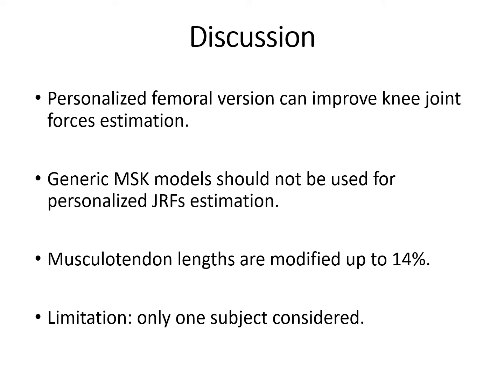The conclusions of this study are limited by using a single participant, but the method is generic and can be applied to larger cohorts and other joints. Large bone deformation also caused alteration in muscle tendon lengths, up to 14%. That might require modification of the muscle architectural parameters.